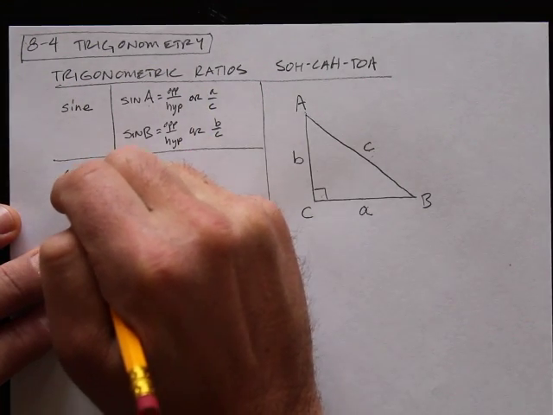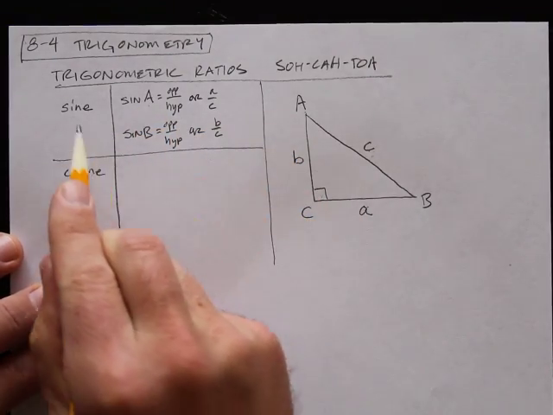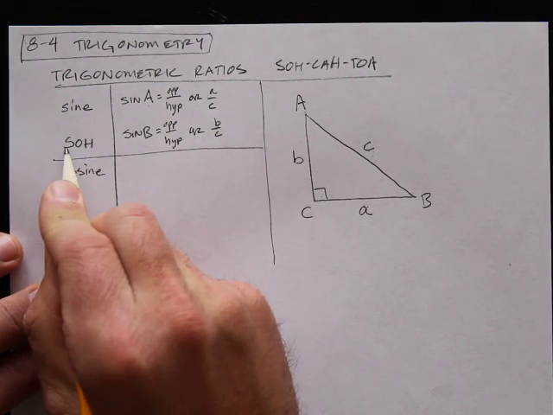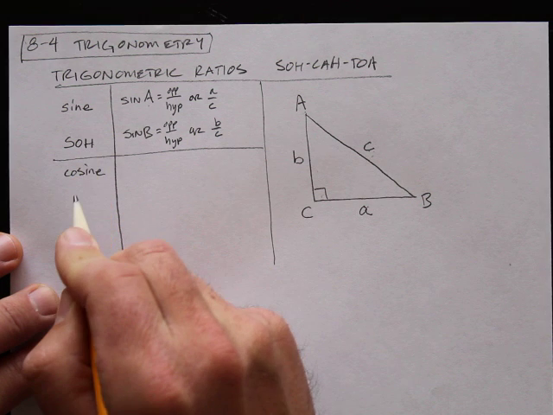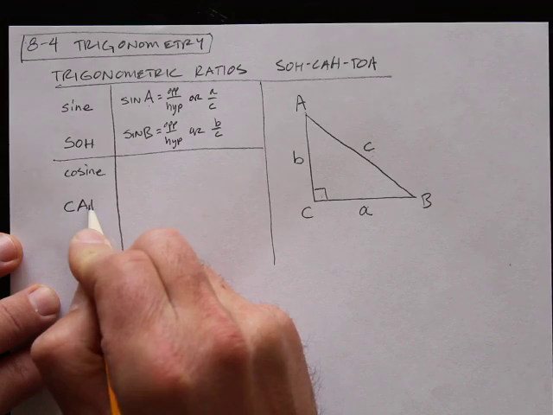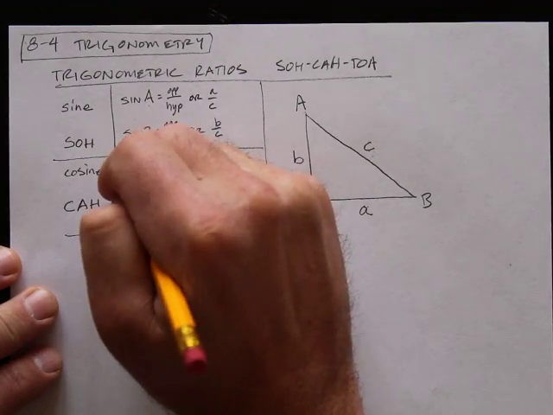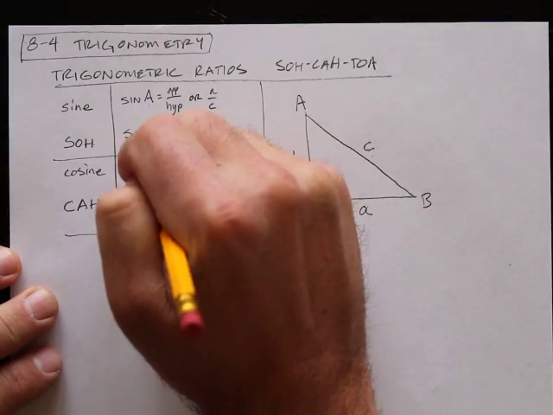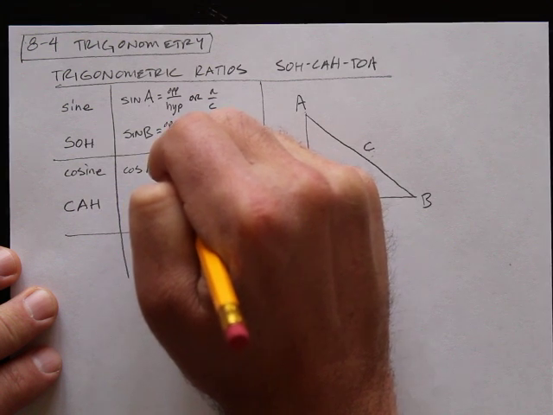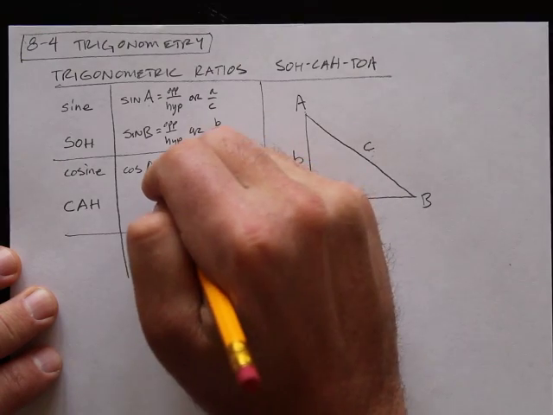Here's another one, cosine. Now, sine was opposite over hypotenuse. Cosine is adjacent over hypotenuse. Okay, so let's look at that one. So if I want the cosine of A, that's adjacent over hypotenuse.